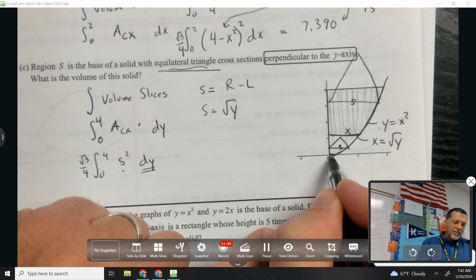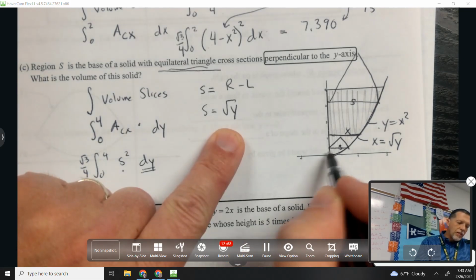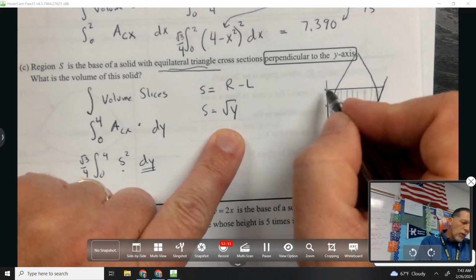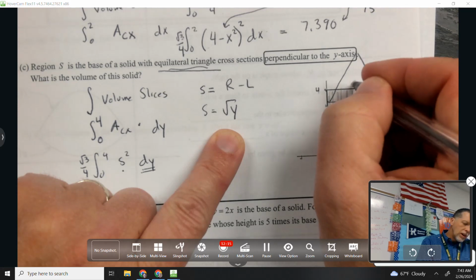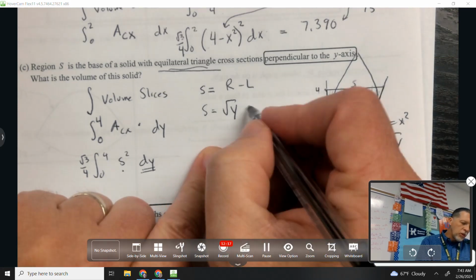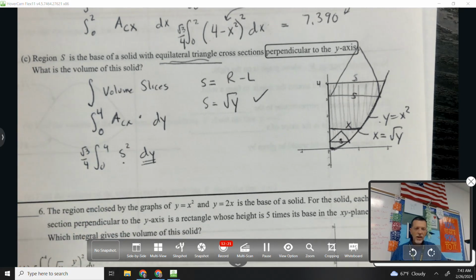How long is that side length? 0. Okay, that makes sense. If y is 4, then s should be 2, and square root of 4 is 2. So you can kind of check that, pick a couple points, and just verify that that looks right.